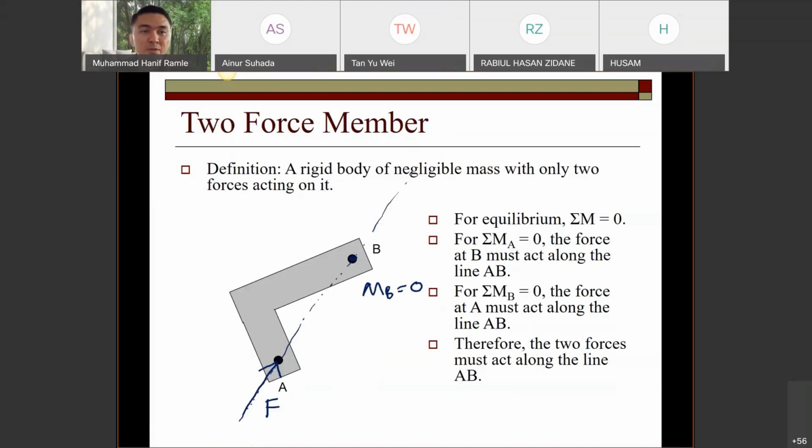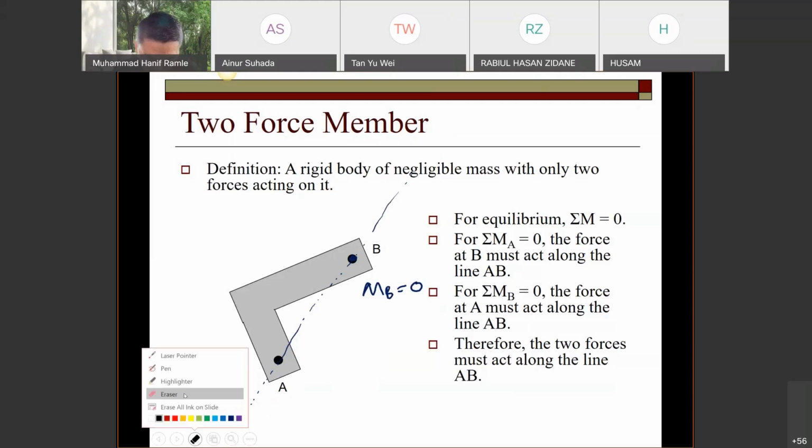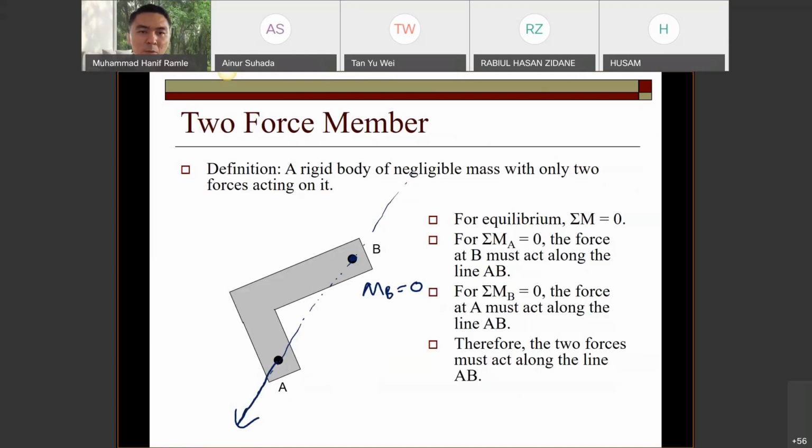So this one is actually an example. You can do it this way as well. You can put the forces the opposite way, like this, and it is also giving moment equal to zero. Therefore, the two forces must act along the line AB.